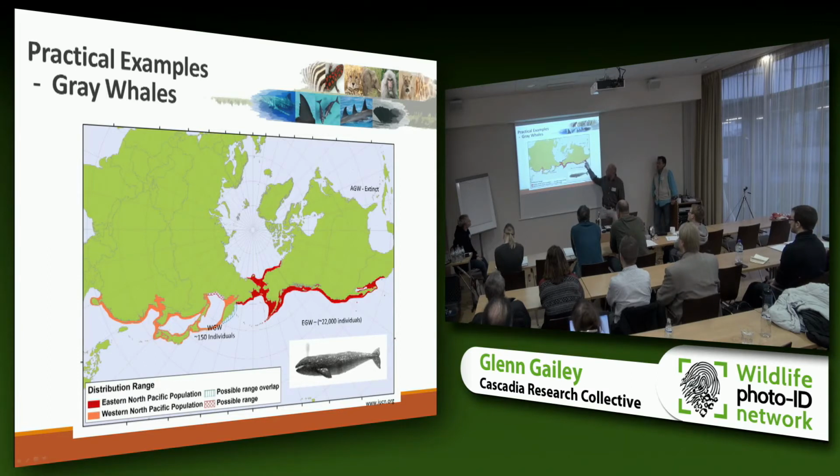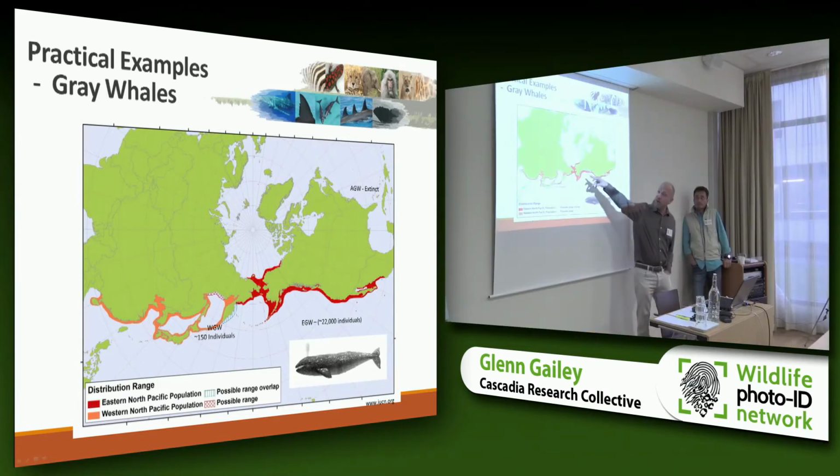We have the eastern population that breeds down in Baja, but then migrates all the way up to the Bering Chukchi Sea area. And this population was actually the first species to be delisted off the Marine Mammal Species Act, and they're doing quite well. But the western population is critically endangered at about 150 individuals with 33 reproductive females, so a very small population.